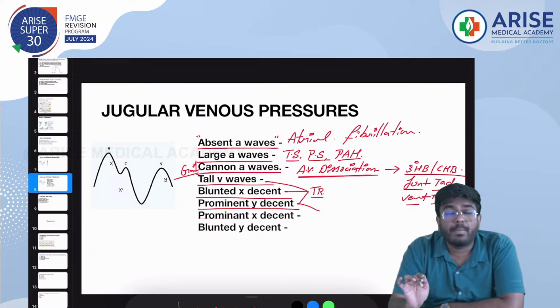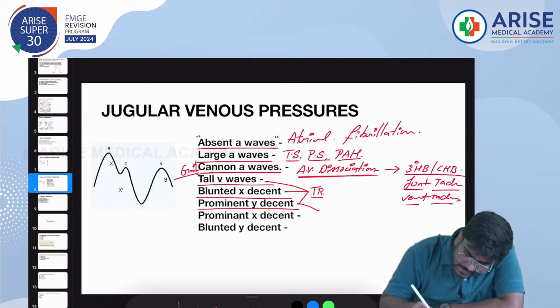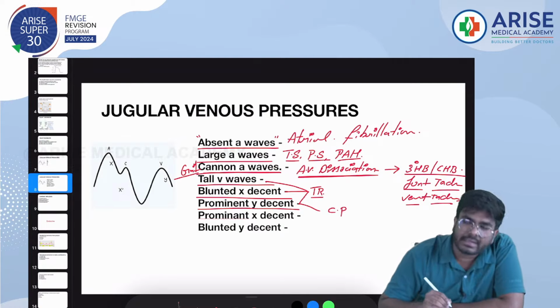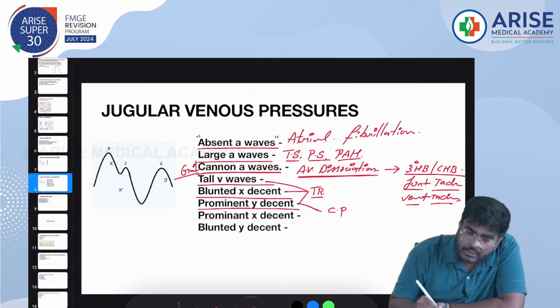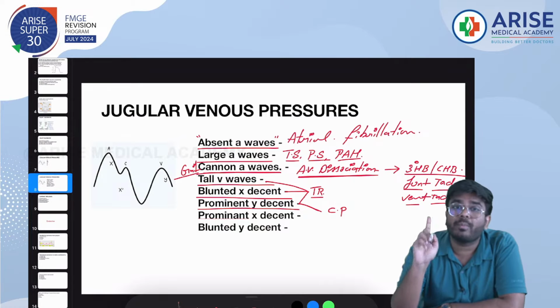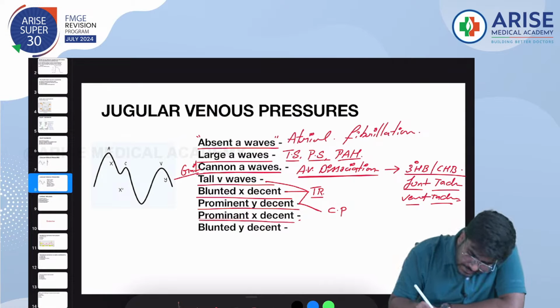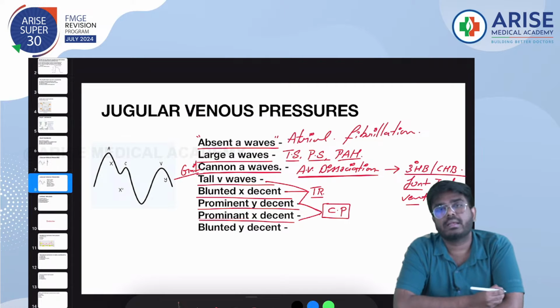There is no doubt. But prominent Y is also seen in one more condition. What is that? It is constrictive pericarditis. In constrictive pericarditis, a patient is going to have both prominent X and prominent Y. So both the prominent X descent and prominent Y descent are going to be seen in which condition? Constrictive pericarditis.